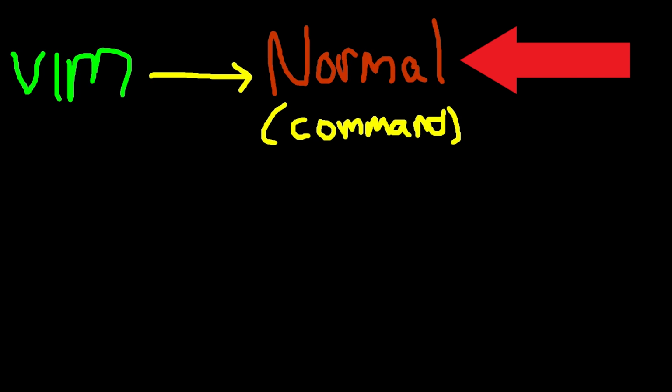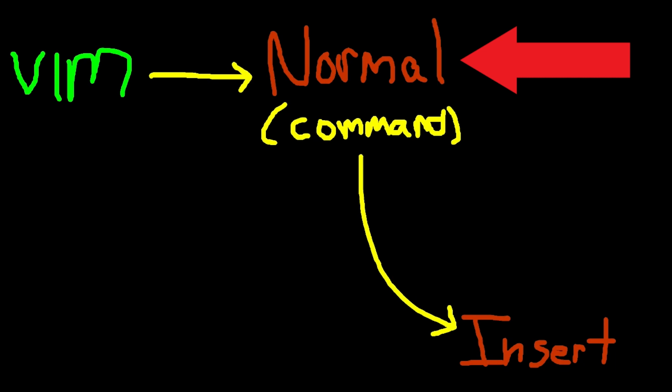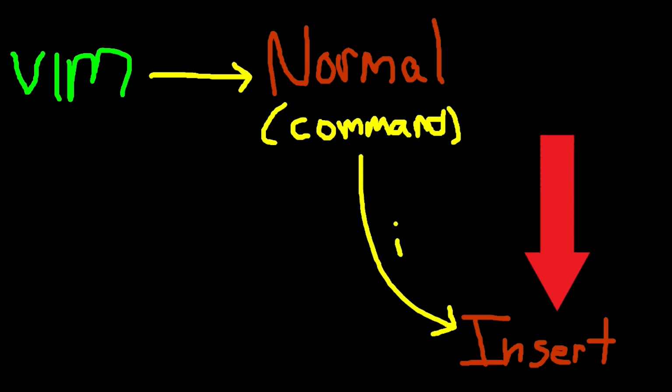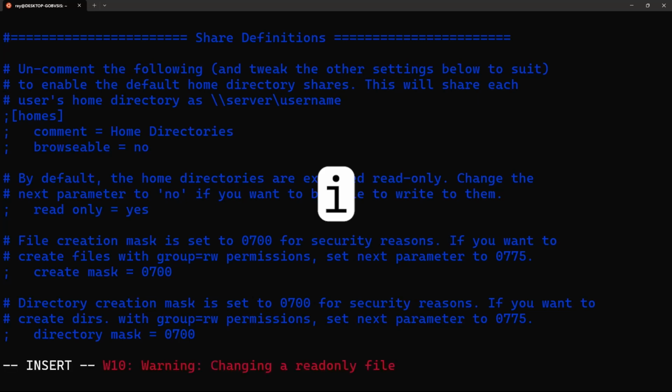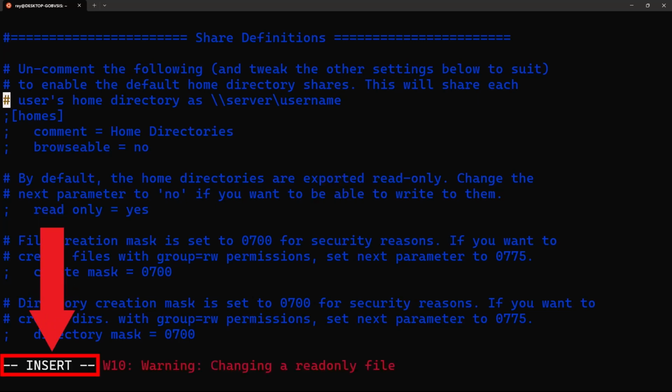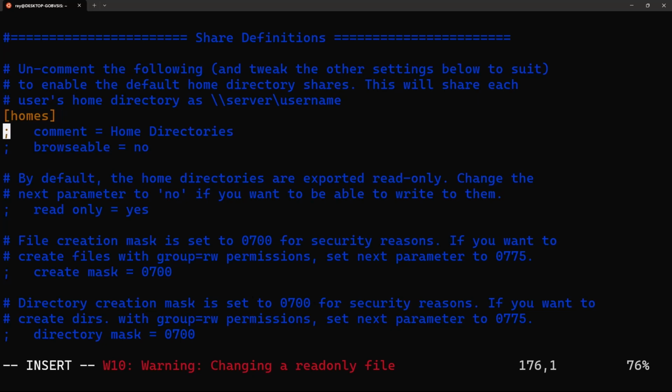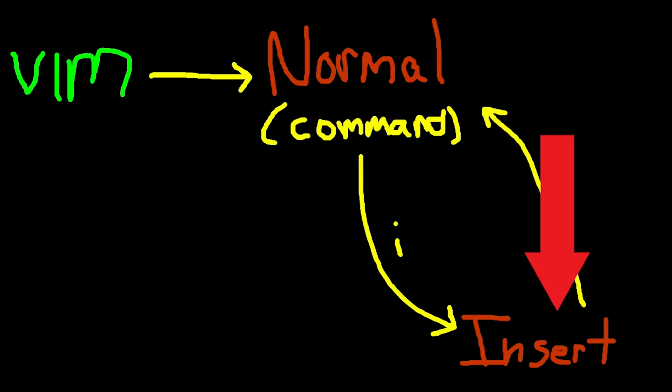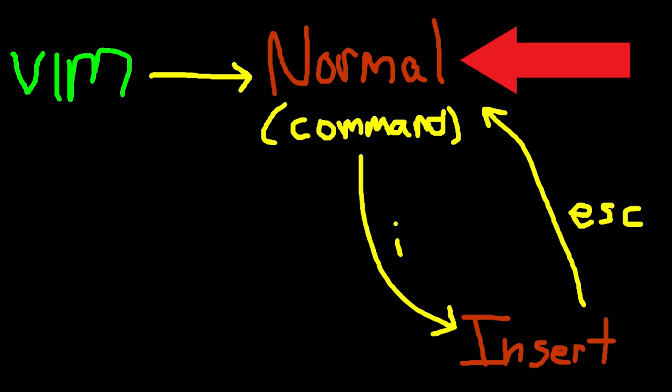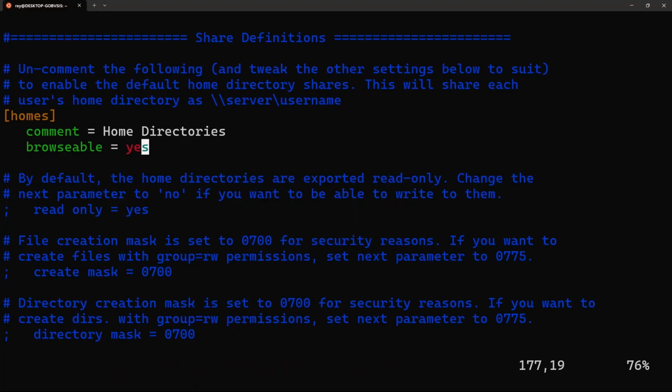Now when you want to edit the file itself, you have to enter another mode called Insert Mode. And you enter Insert Mode by typing I. Vim will tell you you are in Insert Mode, and you start typing like any other text editor, using the arrow keys to move, delete, etc. However, if you need to go back into normal mode, just hit the Escape key. This will exit you from insert mode and put you back into normal mode.